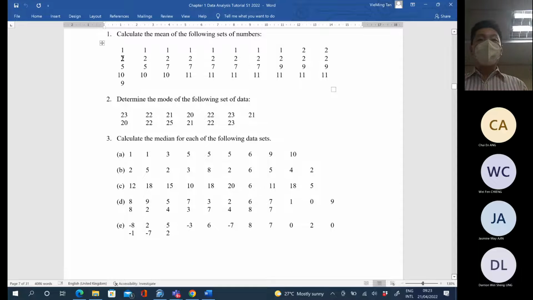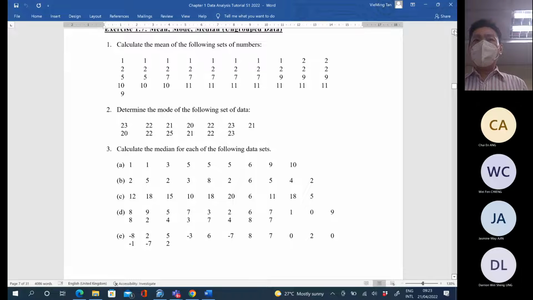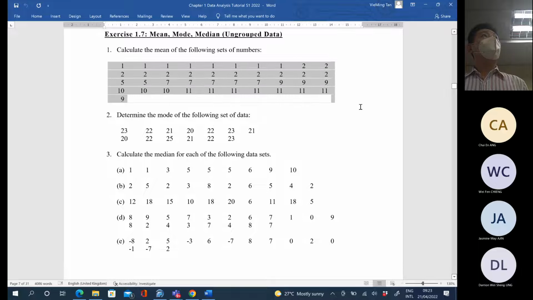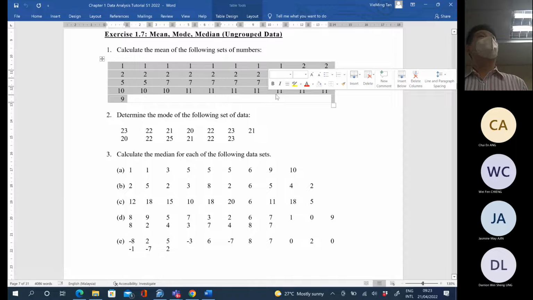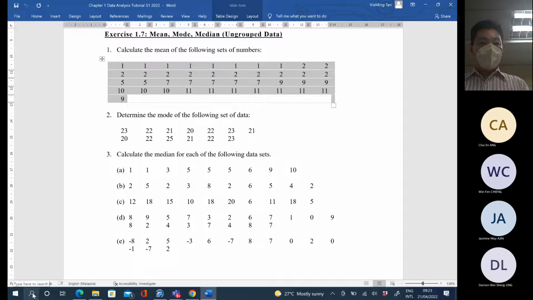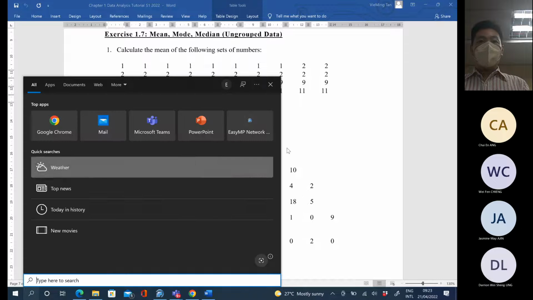Okay, you may find that for question 1, exercise 1.7, there are many data altogether. We have 41 data. A lot. So in order to save the time, I'll just copy this data from Microsoft Word. Then I open one Excel file because I want to save the time.